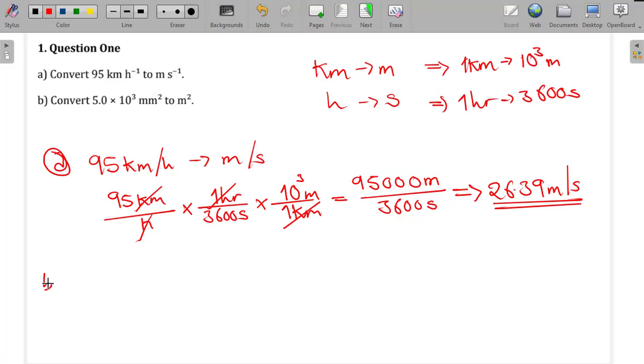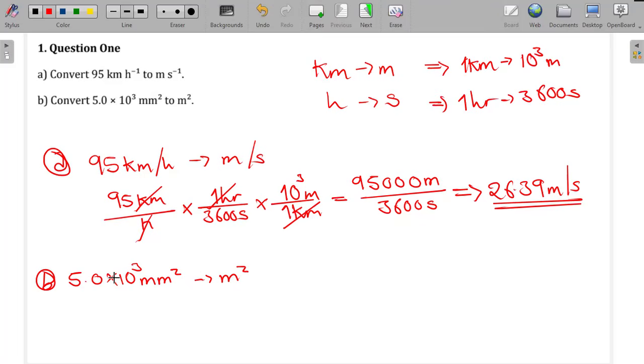Part B is also about conversion. This one is dealing with area. So we have 5.0 times 10 to the power 3 square millimeters, and we are converting this into square meters. So we're still dealing with area in this particular case.